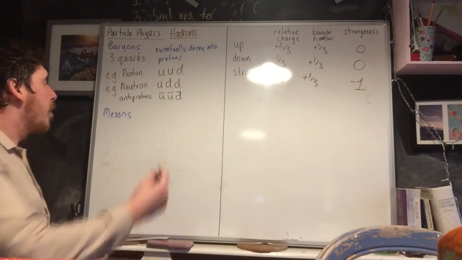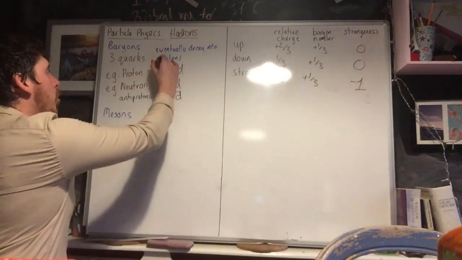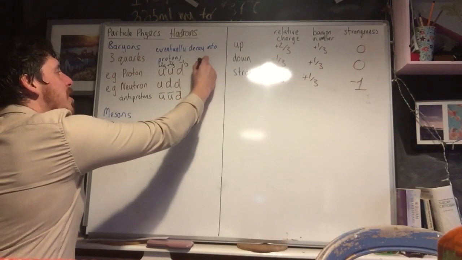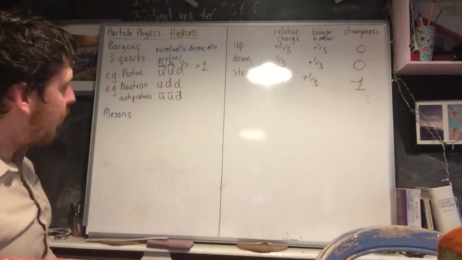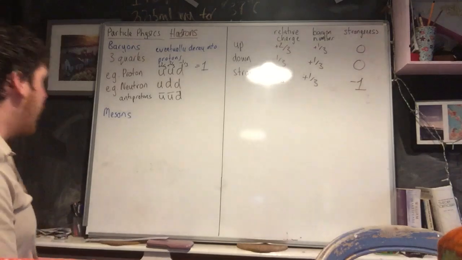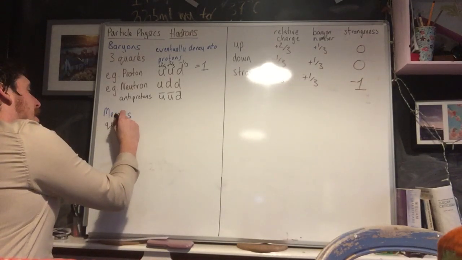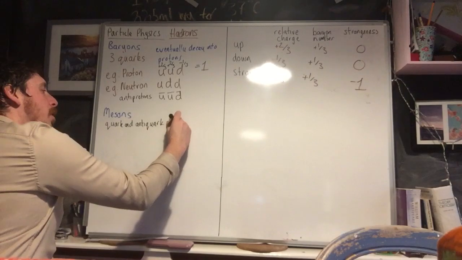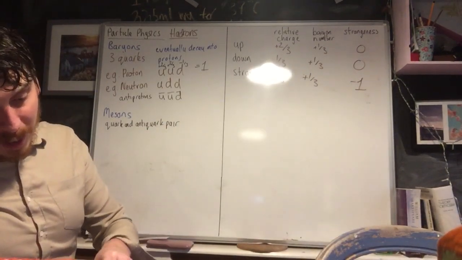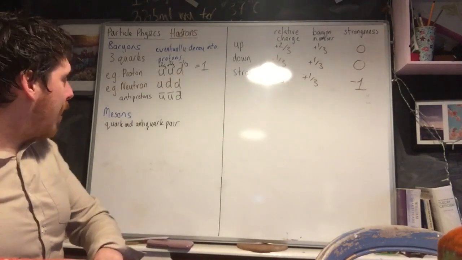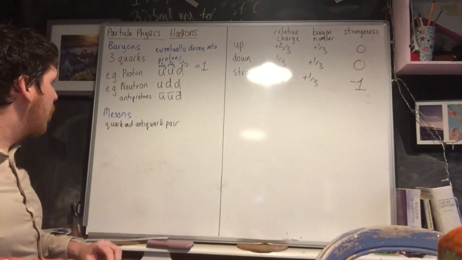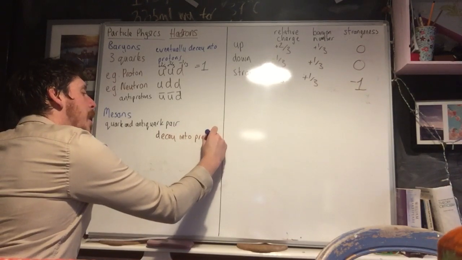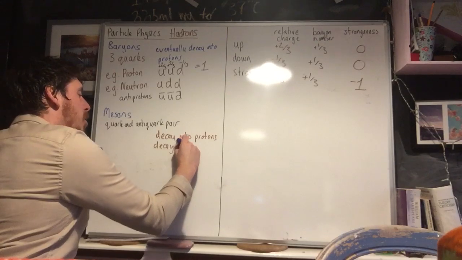So if we look at the composition of a proton using this table, an up quark is plus 2/3, an up quark is plus 2/3, and a down quark is minus 1/3, which is equal to an overall charge of 1. Thus justifying the composition of a proton. Mesons are particles that are a quark and antiquark pair. Now they don't last for very long. They decay into protons, and they also sometimes decay into leptons.